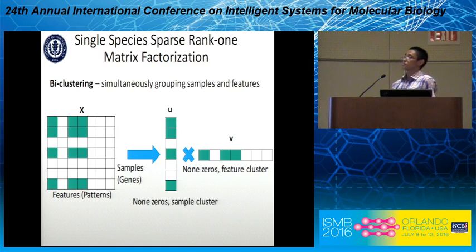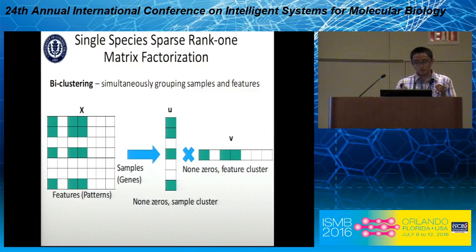So for single species, we essentially are given one data matrix. Our method is based on sparse rank 1 matrix factorization. So for one species, we are given this matrix. Each row represents a sample, in our case, genes. Each column represents features, in our case, patterns. Then we look for a factorization of X represented by the outer product of U and V. U and V are two vectors.